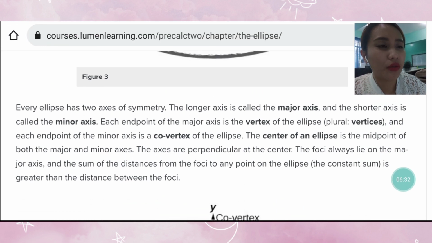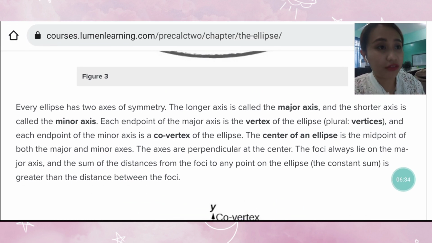So we now proceed to the different parts of the ellipse. Every ellipse has two axes of symmetry. If you can still recall our discussion on the parabola, the parabola only has one axis of symmetry. And if you can still remember, the axis of symmetry is the line that divides the parabola into two equal parts. Same with the ellipse, but this time we have two axes of symmetry.